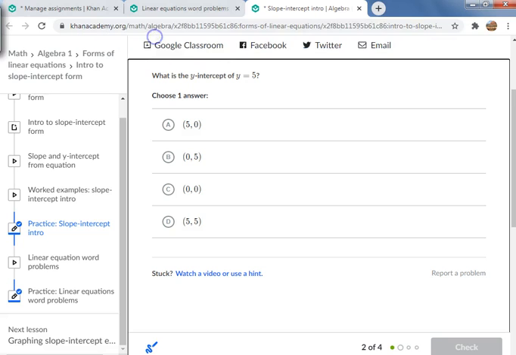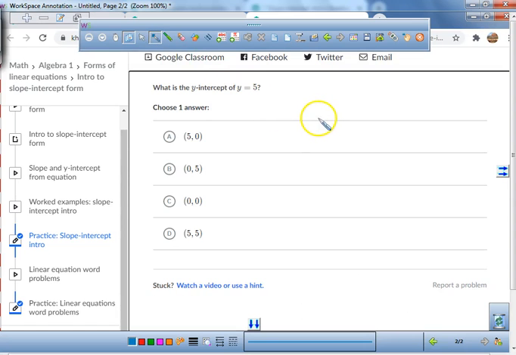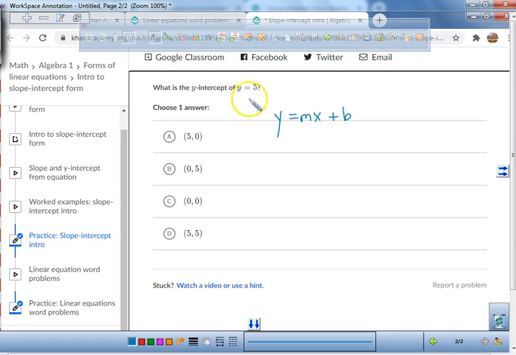Ooh, what's the y-intercept of y = 5? Well, y = 5, in case you didn't know, is a horizontal line that goes across the y-axis at 5. But if you didn't know that, think of it this way. y = mx + b. I don't see any x value, so it's like saying y = 0x + 5, which is the same as y = 5. So what's my y-intercept going to be? Literally the number 5. So that's going to be my answer.